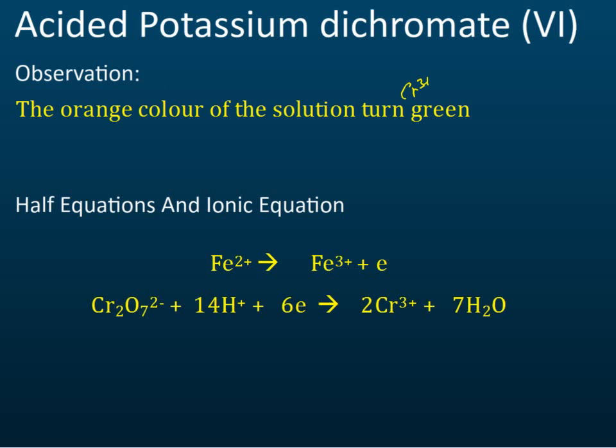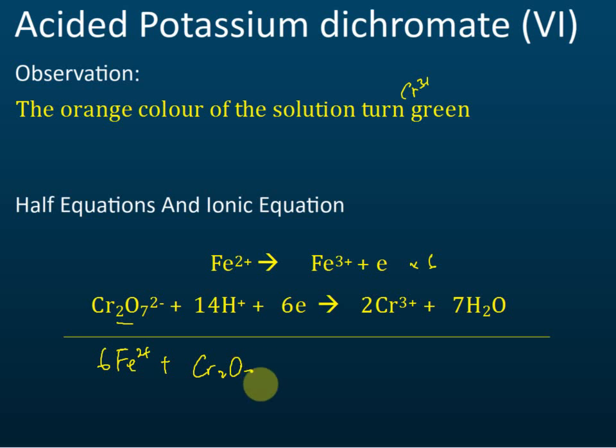Half equations. This is dichromate, and this is iron. To make it balanced, this one we multiply by 6. So the equation becomes 6 Fe 2 positive plus dichromate, Cr2O7 2 negative, and then 14 hydrogen ions, produces 6 iron 3 ions, plus 2 chromium 3 ions and 7 water molecules. So these are the half equations and ionic equation for this reaction.